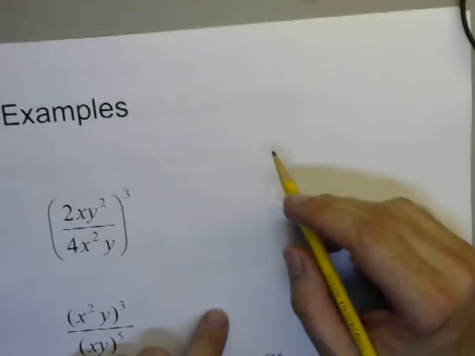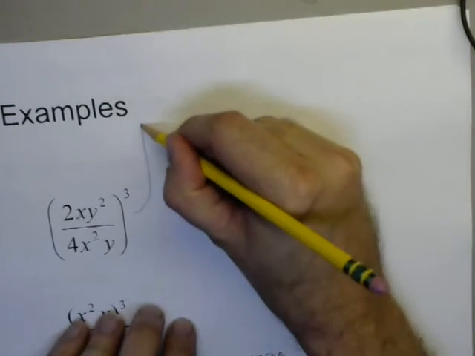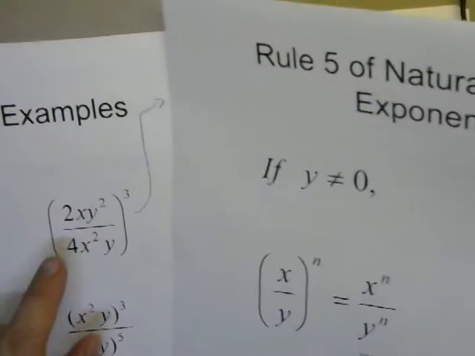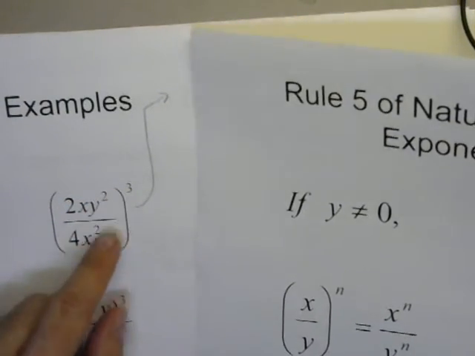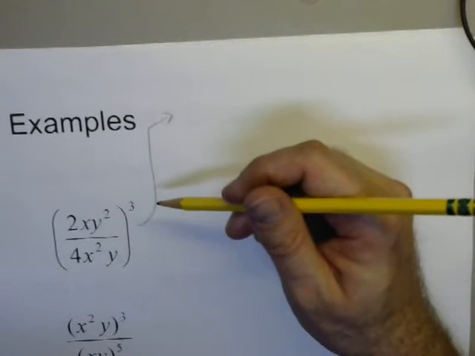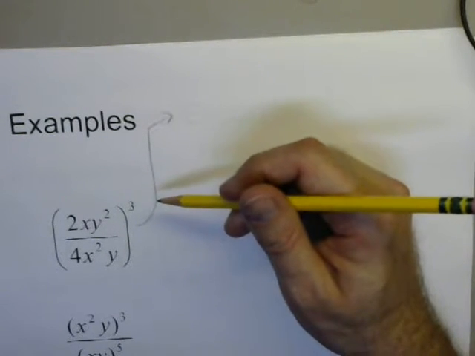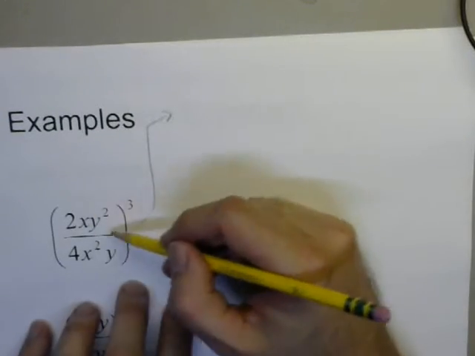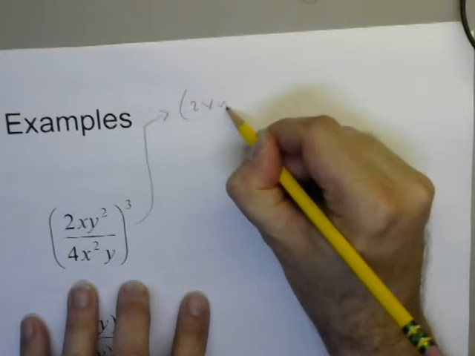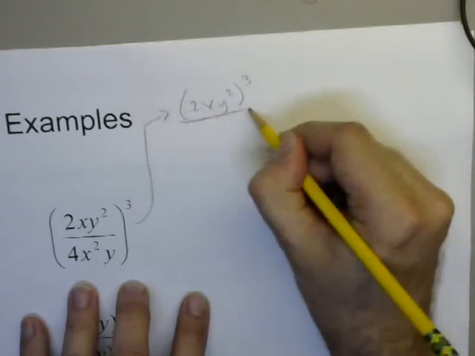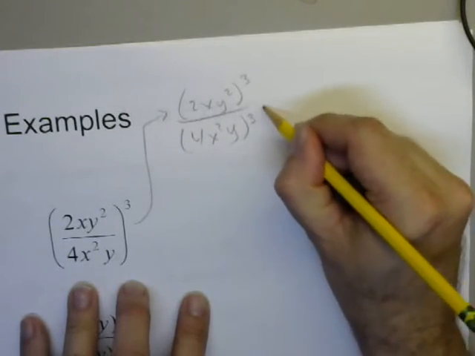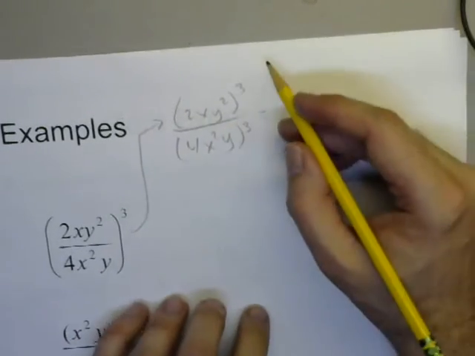Hopefully not be that complicated. But again, according to this rule, if I've got a fraction raised to a power, I can just apply that power to each thing separately. And you can do this a step at a time if you want. You could actually apply this to the top and the bottom. You could write this as 2xy squared cubed, and then write this as that cubed. But I'm just going to kind of skip that step and just apply the 3 to each thing separately.